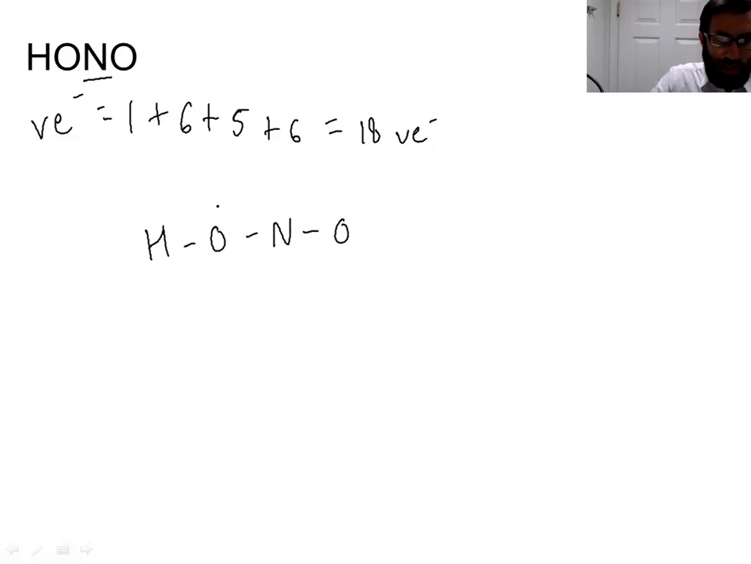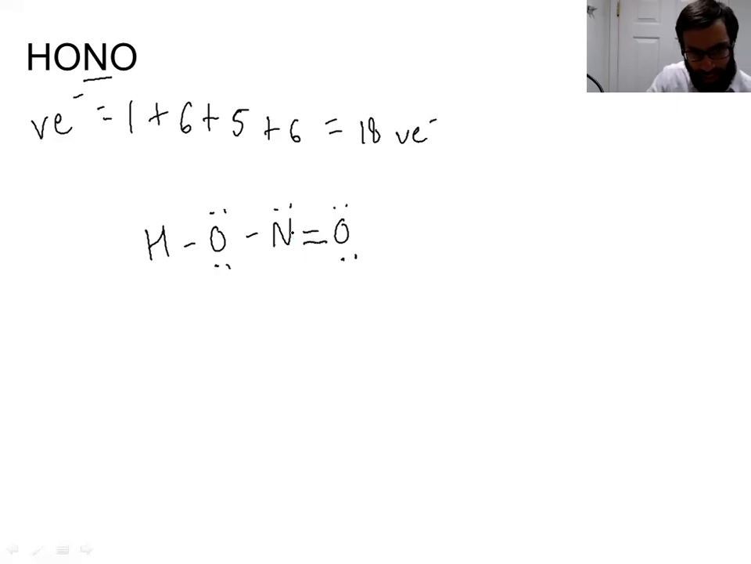Now let's try satisfying the octet rule: 2, 4, 6, 8, 10, 12, 14, 16, 18. We've run out of electrons at this point. So what do we have to do? We're going to have to make a double bond, because we don't have the octet rule satisfied. 2, 4, 6 for this oxygen. 2, 4, 6, 8 for this nitrogen. 2, 4, 6, 8 for this oxygen is good. This oxygen is not good. To satisfy the octet rule here, we're going to bring down a lone pair from the nitrogen and convert that into a double bond.